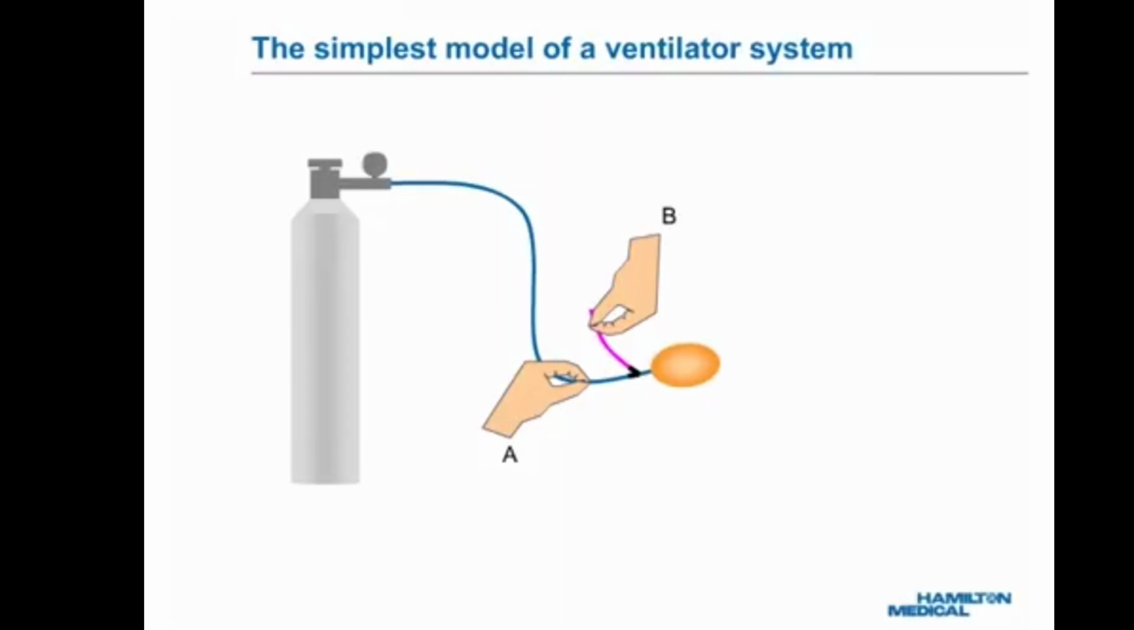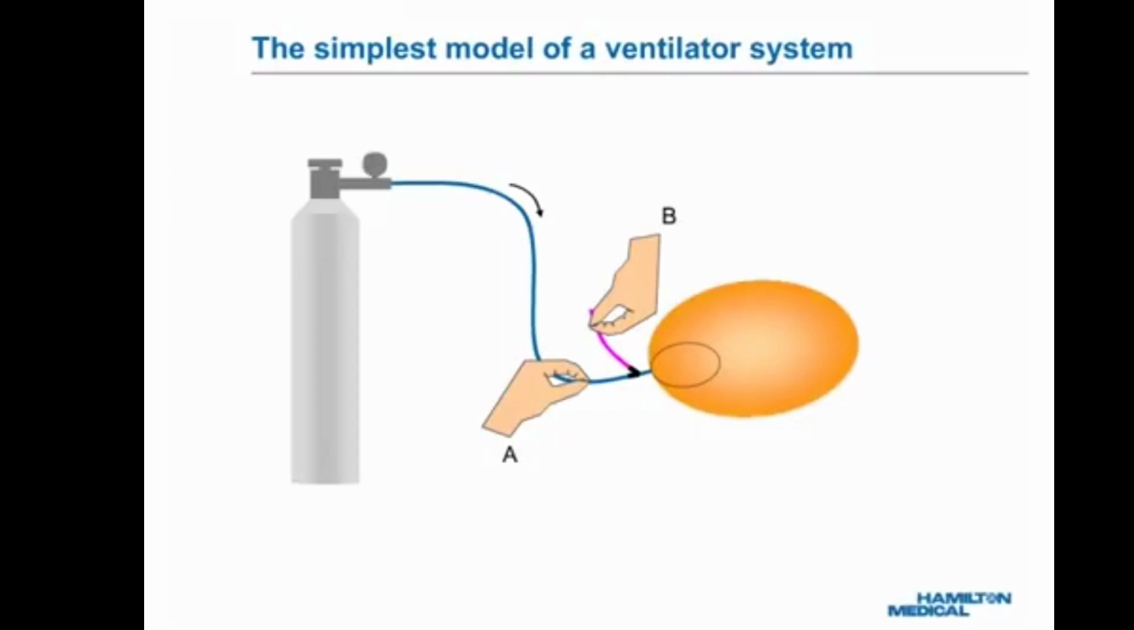Balloon inflation. If hand A opens the blue tube, and hand B closes the pink tube simultaneously, the tube pressure becomes higher than the balloon pressure. The pressure gradient then pushes the gas into the balloon and it inflates.